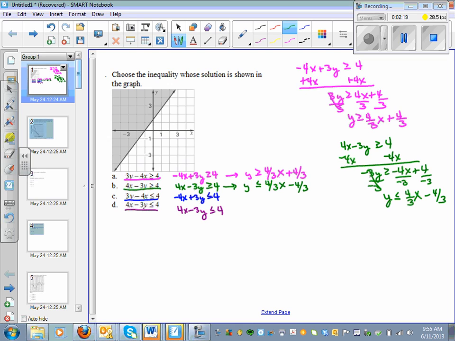The blue equation is next. Negative 4x plus 3y is less than or equal to 4. Add 4x to both sides. I'm just going to skip that step. I've added 4x right here. And now divide everything by 3. Okay, so this one is y is less than or equal to 4/3 x plus 4/3.